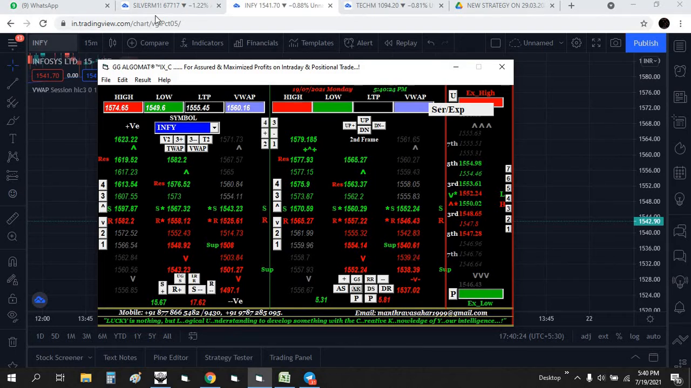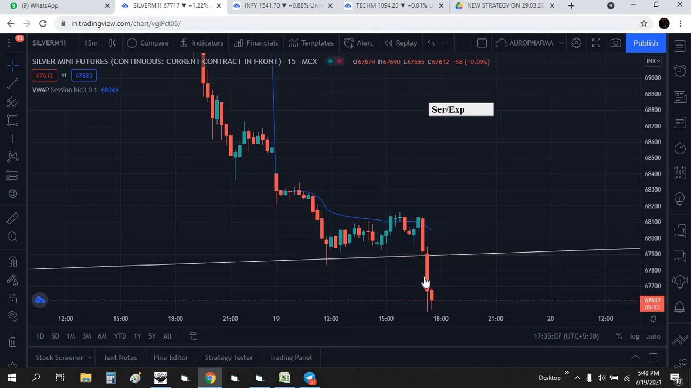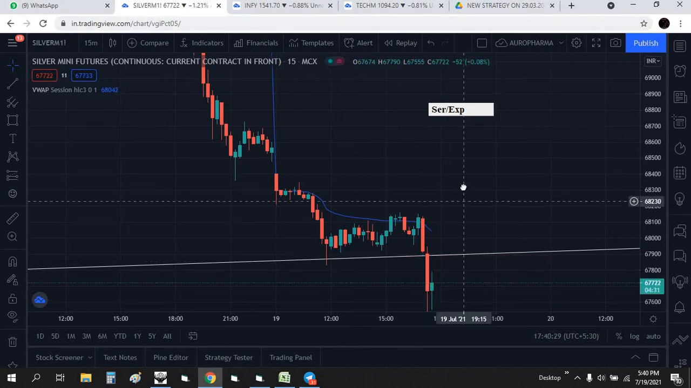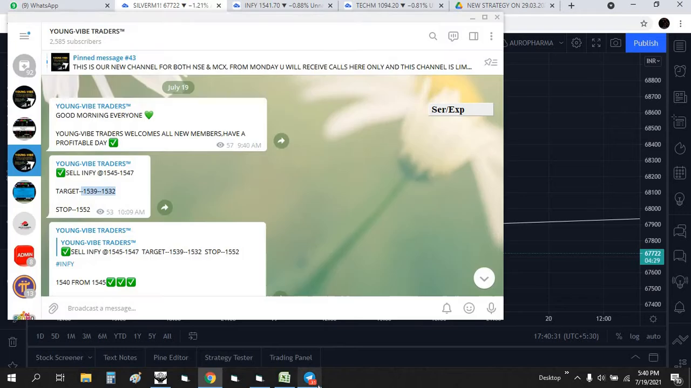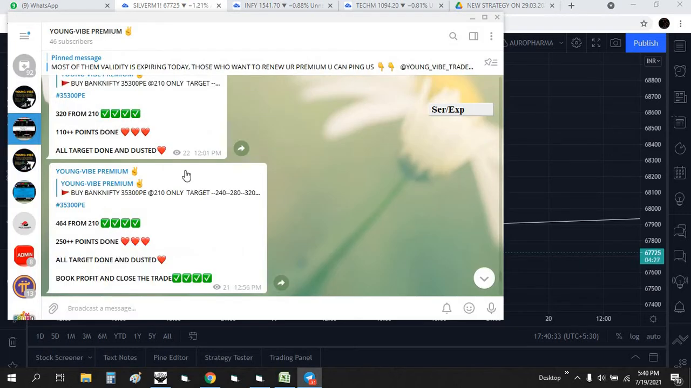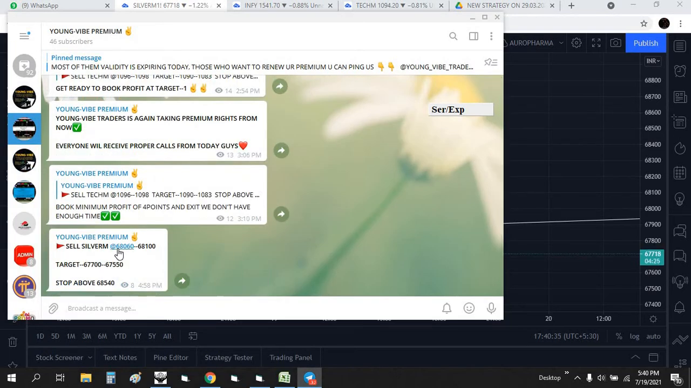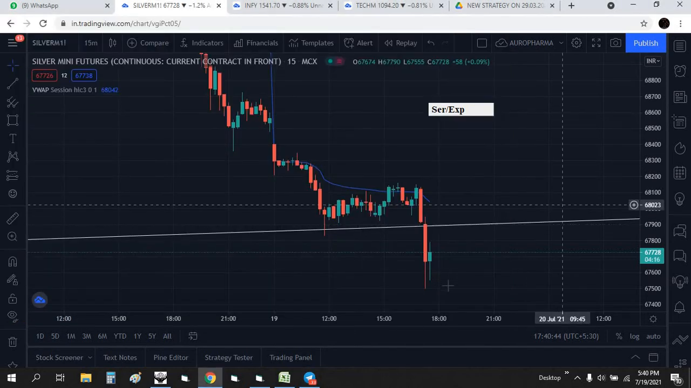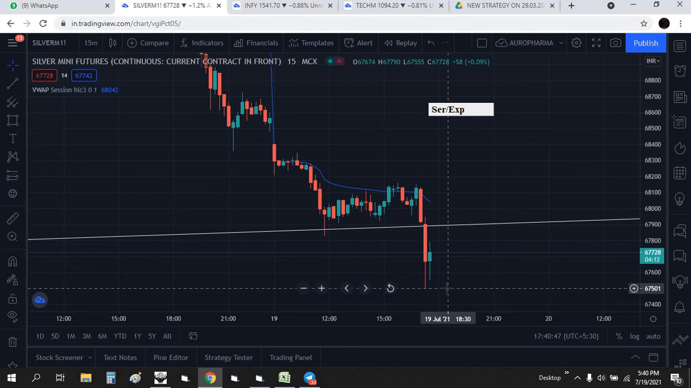Now we have given a silver call. Silver call is a simple thing. See here, it is falling. We have initiated a short entry: sell silver mini at 68,062 to 68,100, the stop loss is 68,540, and the target is 67,700 and 67,550. Our target was done just now, right? So exactly it is reversing from that particular area.